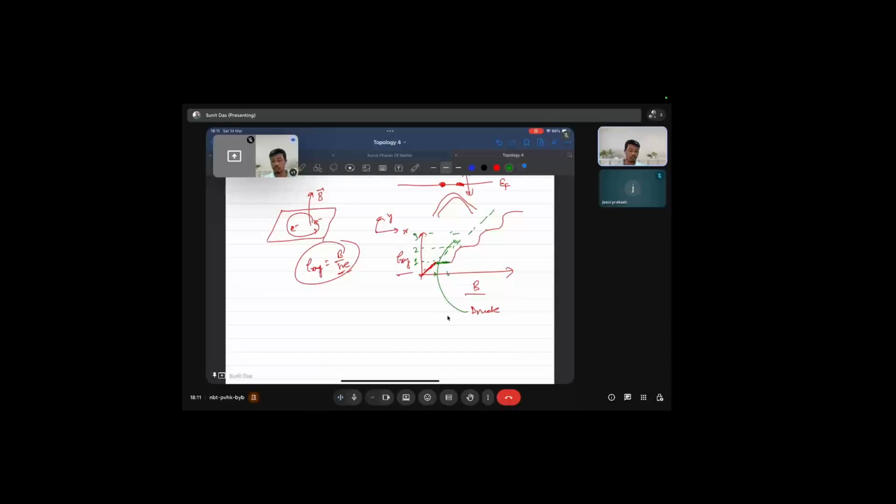So it's actually rho xy is an integer multiple of 1 by nu, h by e square. So these are the plateaus, representing 1 by nu equal to 1, and this is 1 by nu equal to 2, and so on.